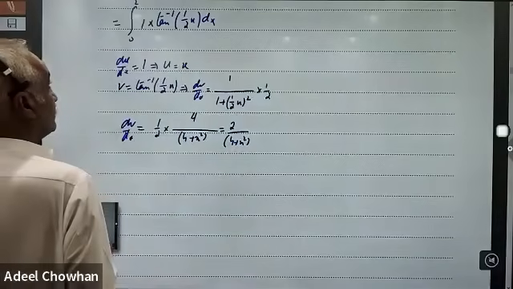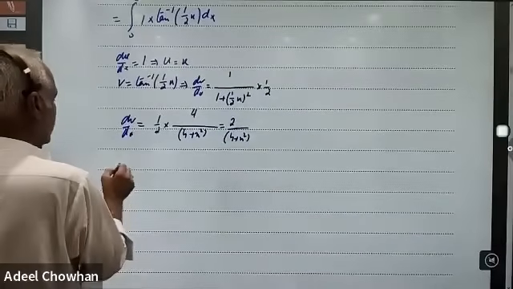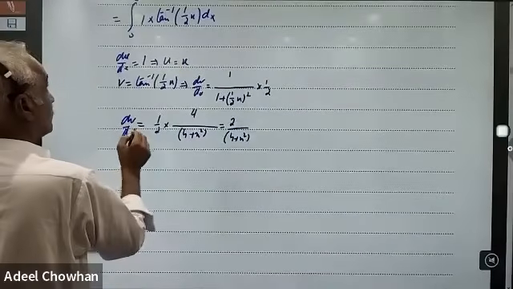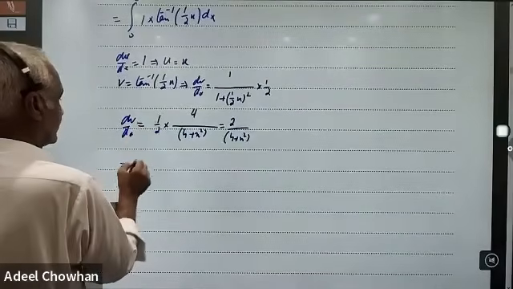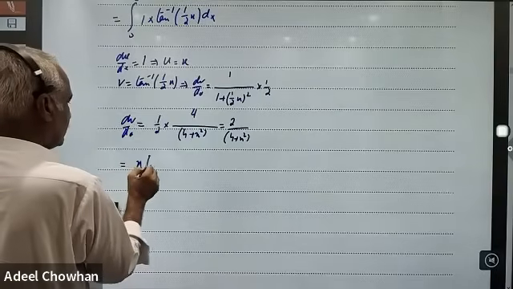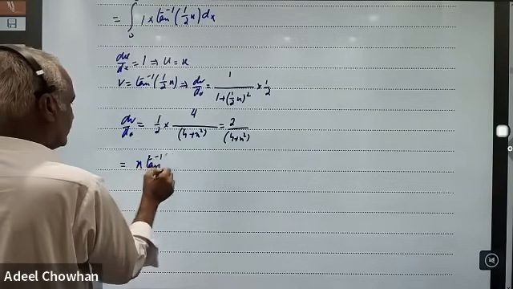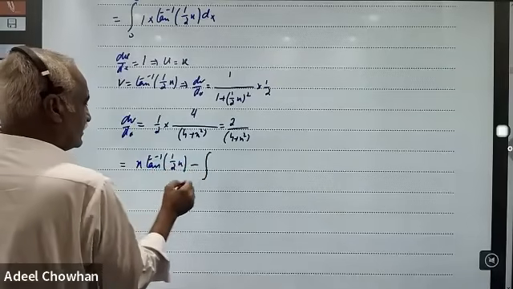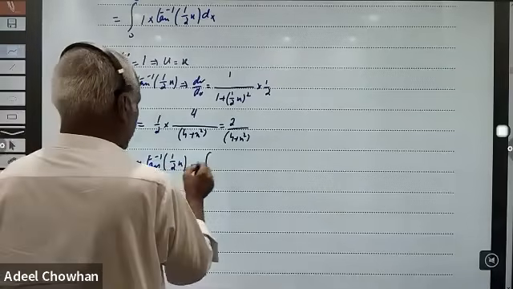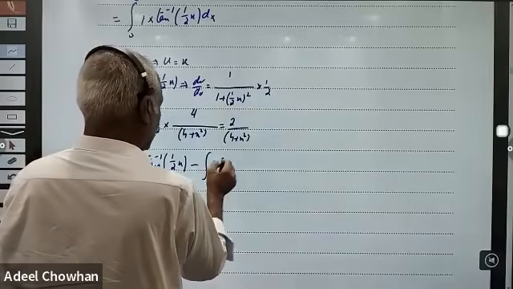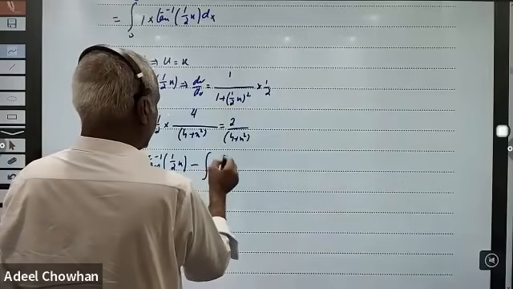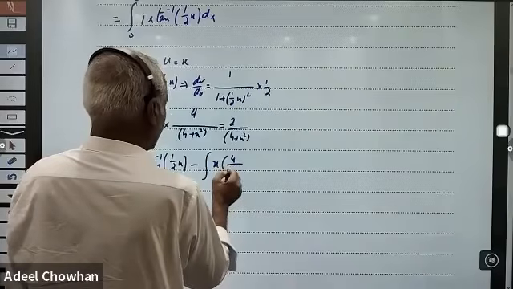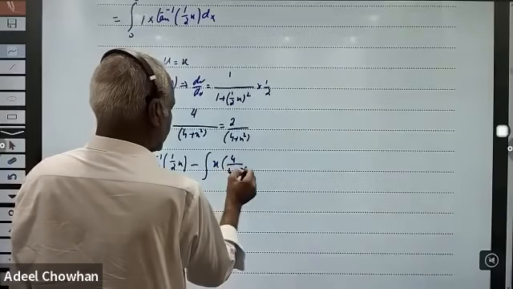So now we put it into this equation. So that should be equal to u, and u there is equal to x into v. That is x tangent inverse of half x minus the integral of x into the derivative of this one, which is 2 over 4 plus x square.